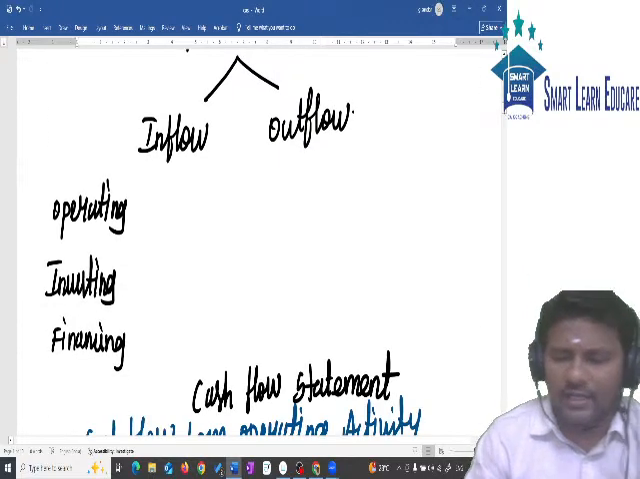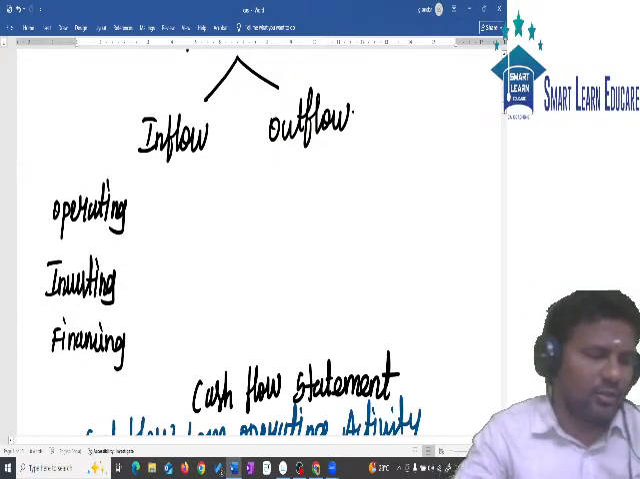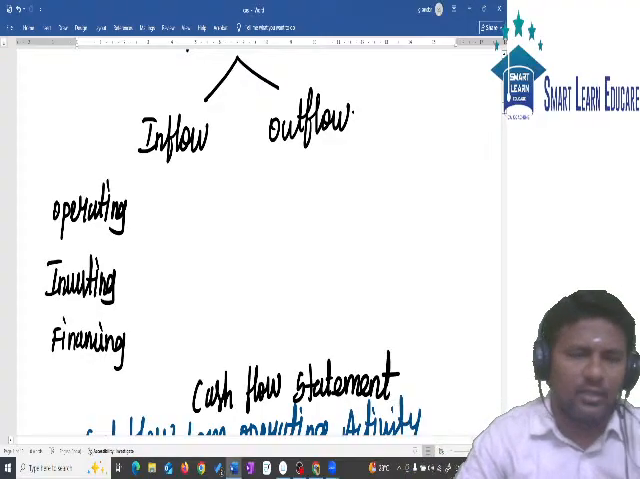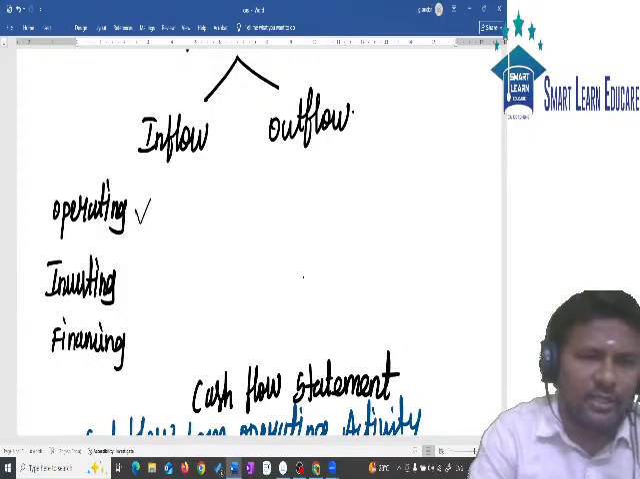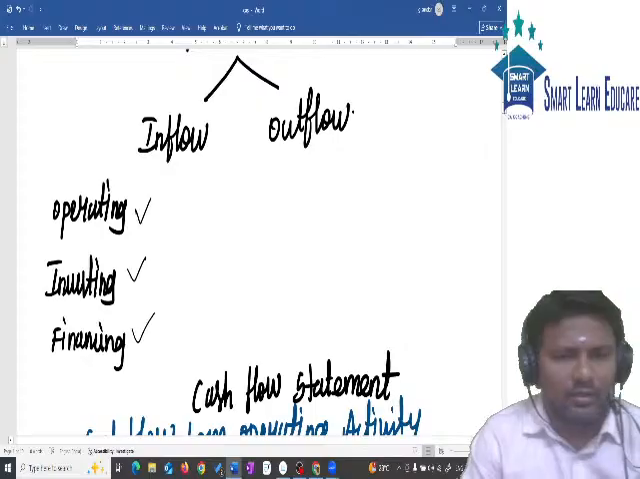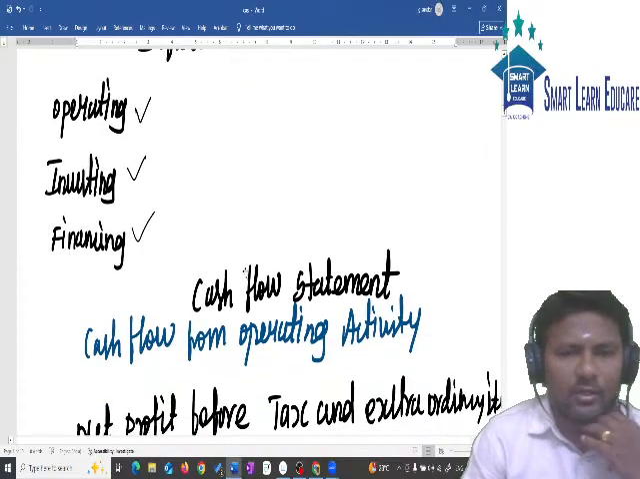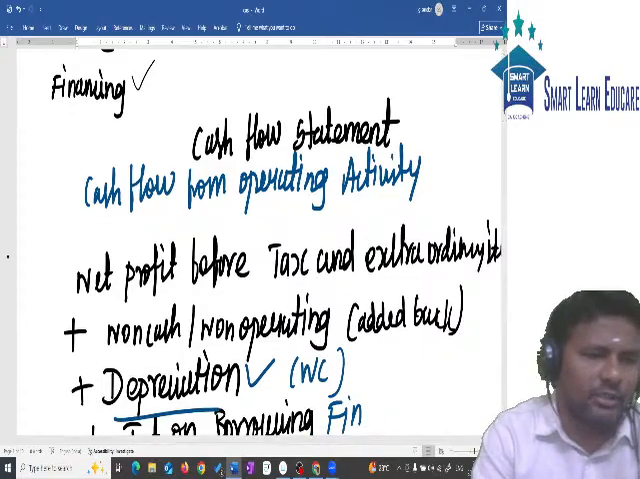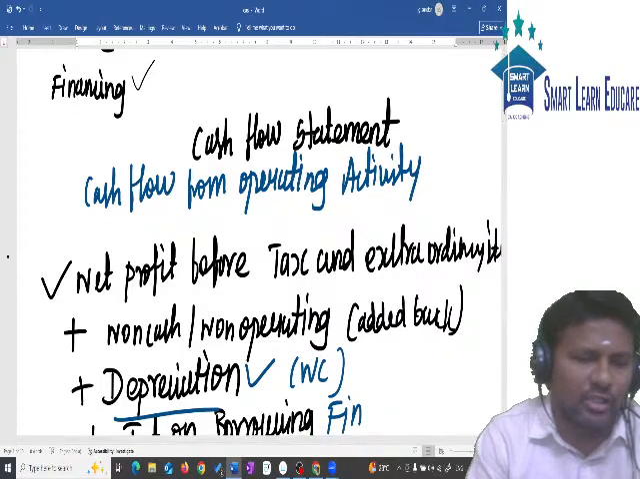In this, we have classified three activities. What are the three activities? First activity we call it as operating activity. Second one we call it as investing activity. Third one we call it as financing activity. So in cash flow statement, first we discussed about operating activity. What is the starting point? It is net profit before tax and extraordinary item.